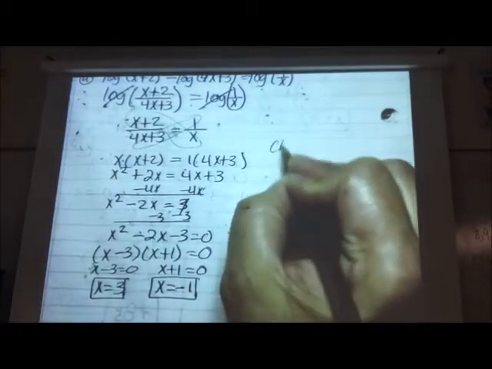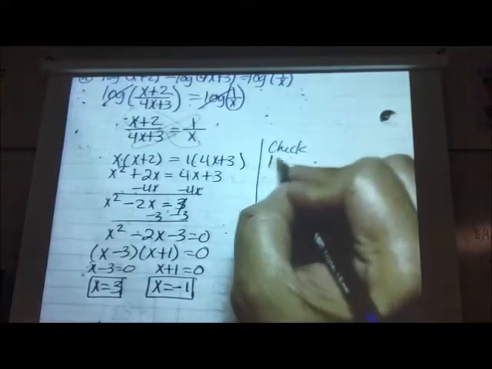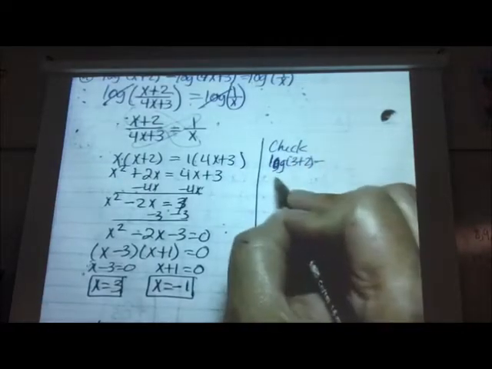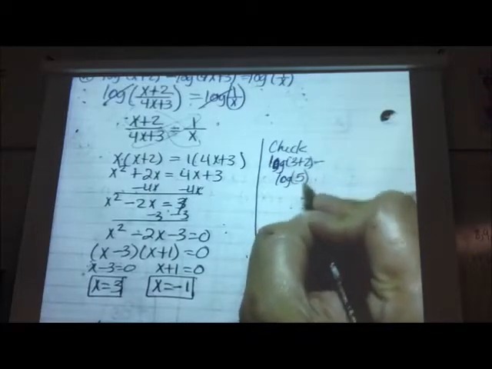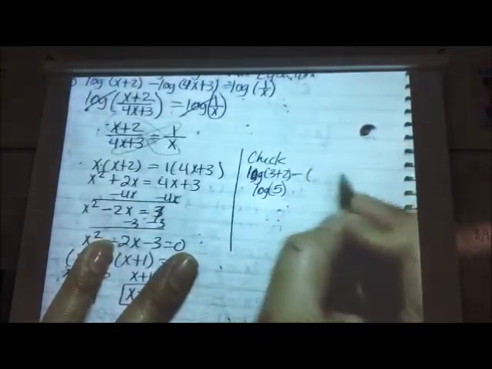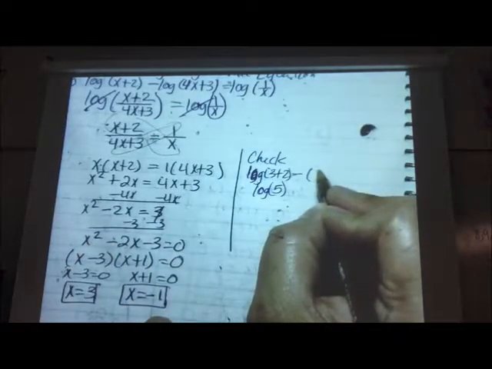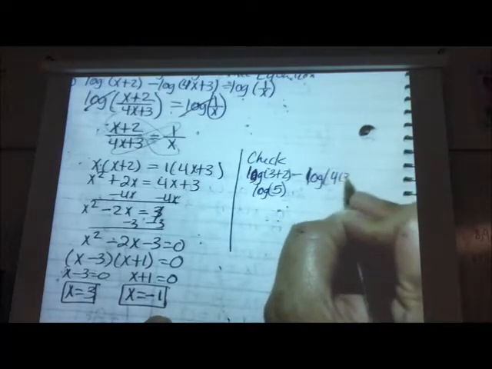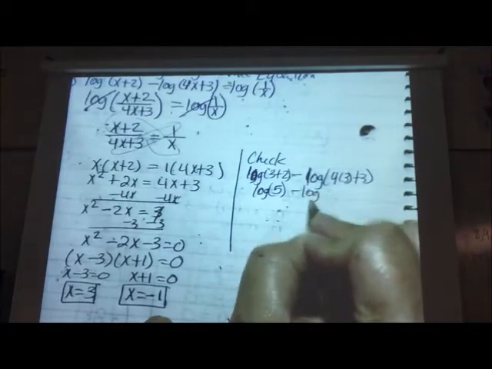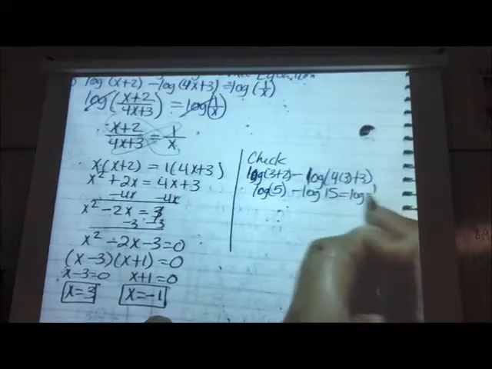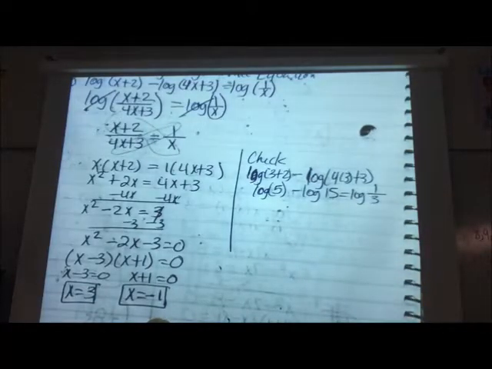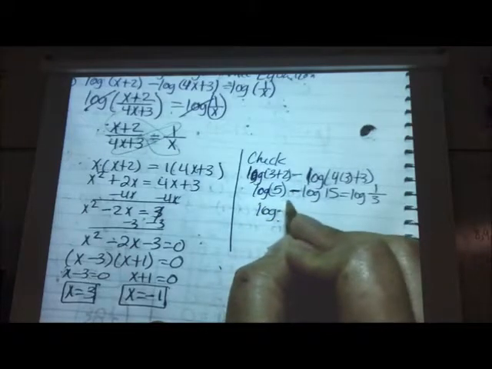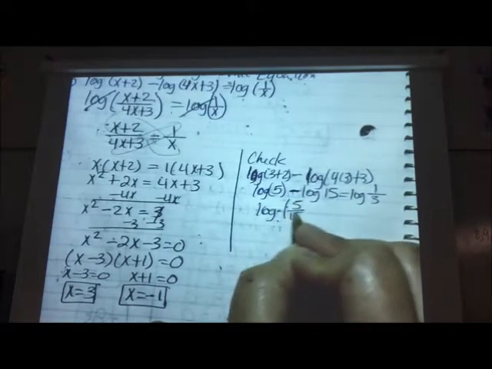So I'm going to check: it's going to be log of 3 plus 2, which is 5, over 4 times 3 plus 3, which is 15, equals log of 1 over 3. Because it's 1 over x, it's 1 over 3. And because this is a subtraction, subtraction means what? You divide. So 5 over 15.